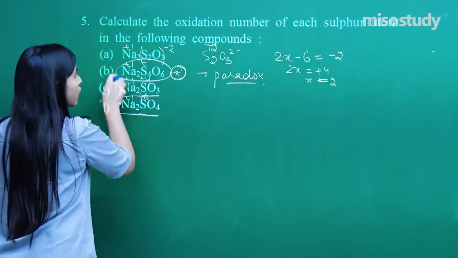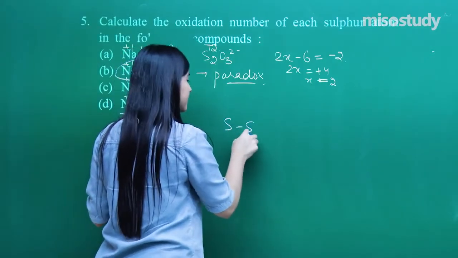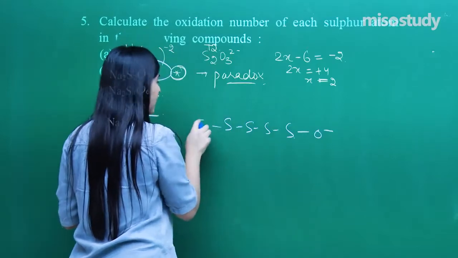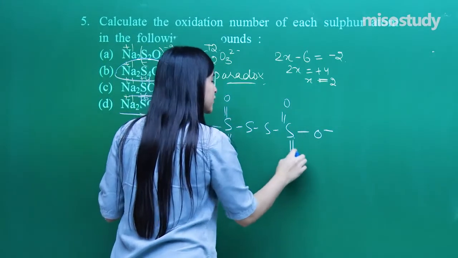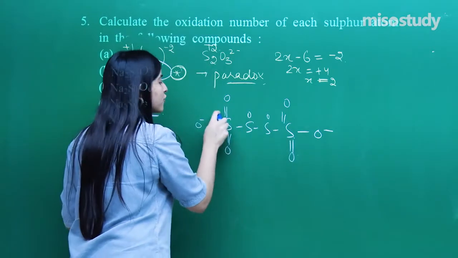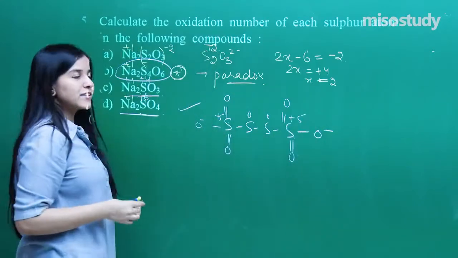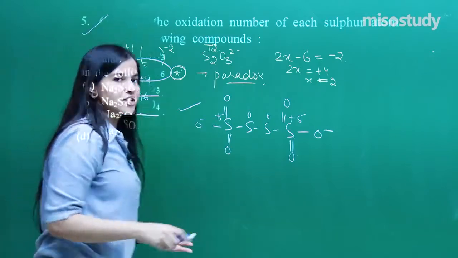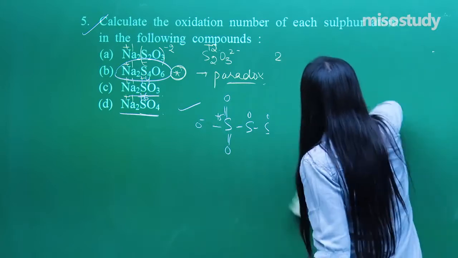But what is the paradox over here? I told you it has got a different state. See here, it is having a structure like this. Thereby, 2 of the sulfurs will be having 0 oxidation states and this sulfur will be having +5 and +5. Done? So that is an exception, you must remember this. Done, question number 5. Okay. Let's now take up the next question.